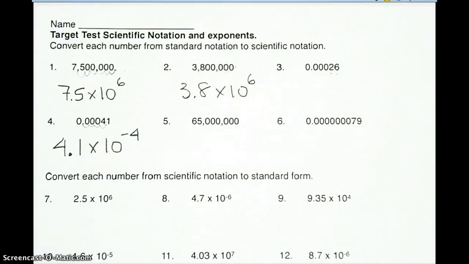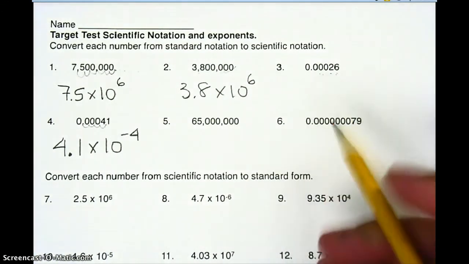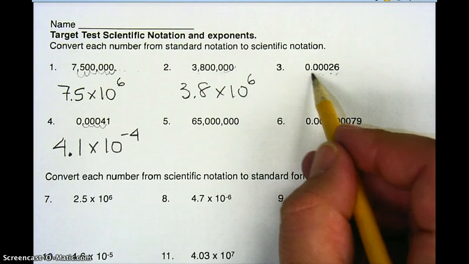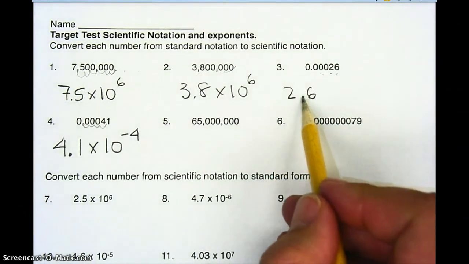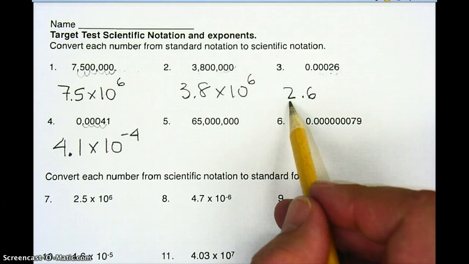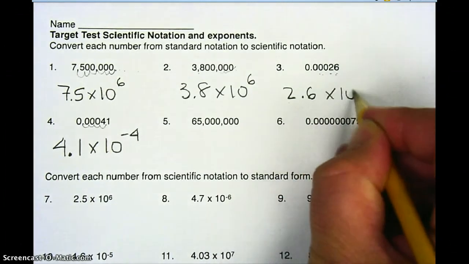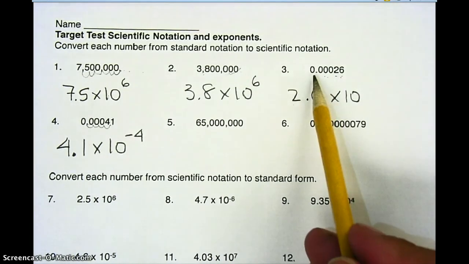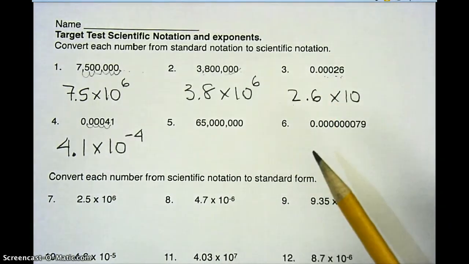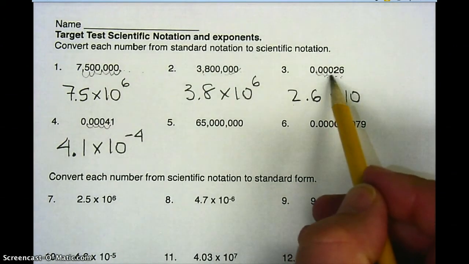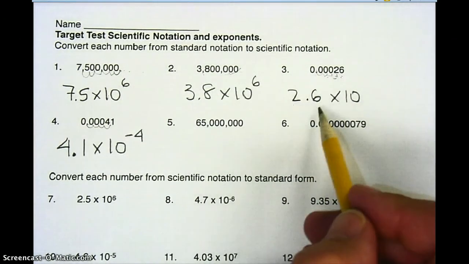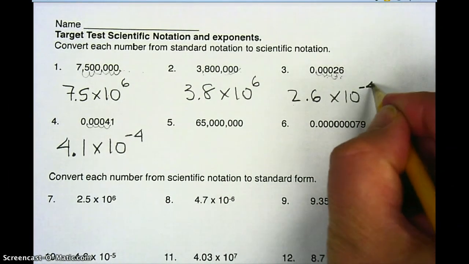The next one is a really small number. So I have to move the decimal point so it's between the 2 and the 6. So it's 2.6 because I have one non-zero to the left of the decimal point. And it's going to be times 10 to some power. Now since it's a small number, it's going to have a negative exponent. So it's got to go 1, 2, 3, 4 spots. So it's 2.6 times 10 to the negative 4th power.